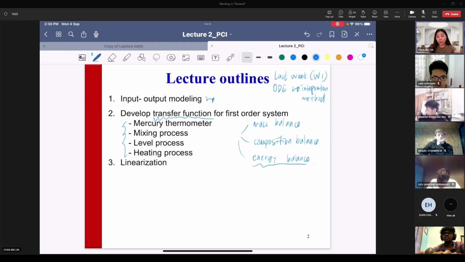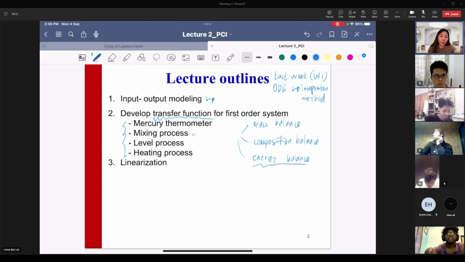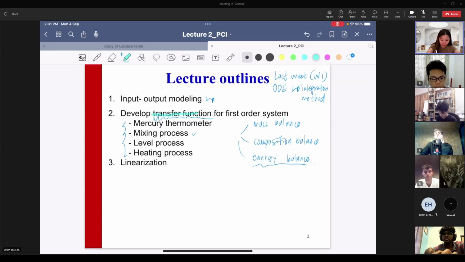So we have the mercury thermometer. The output is the reading of the thermometer, and the input is the surrounding temperature. We have the mixing process like the previous week 1. But in week 1, we solved using the integration method. In week 2, we are going to solve everything using the transfer function method.